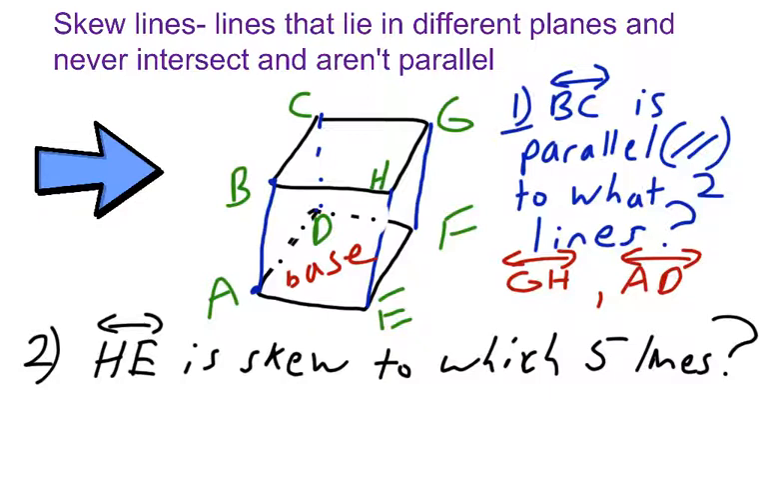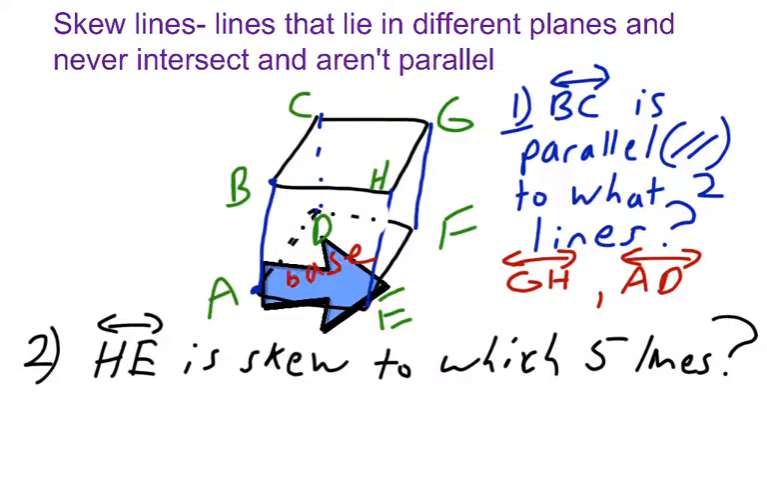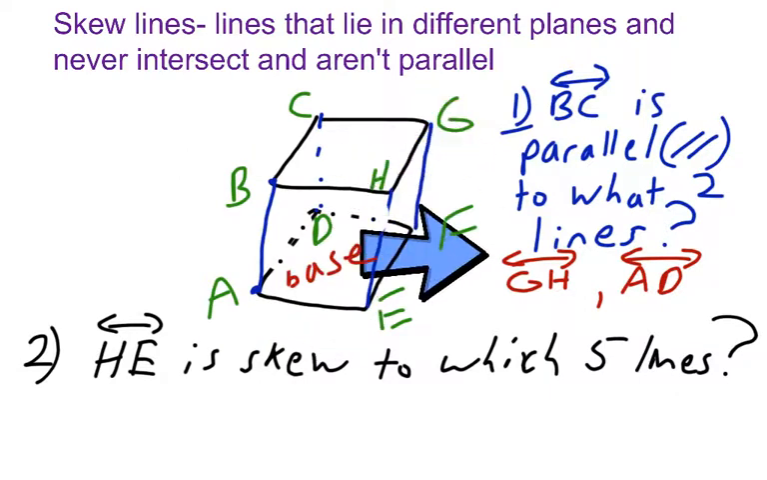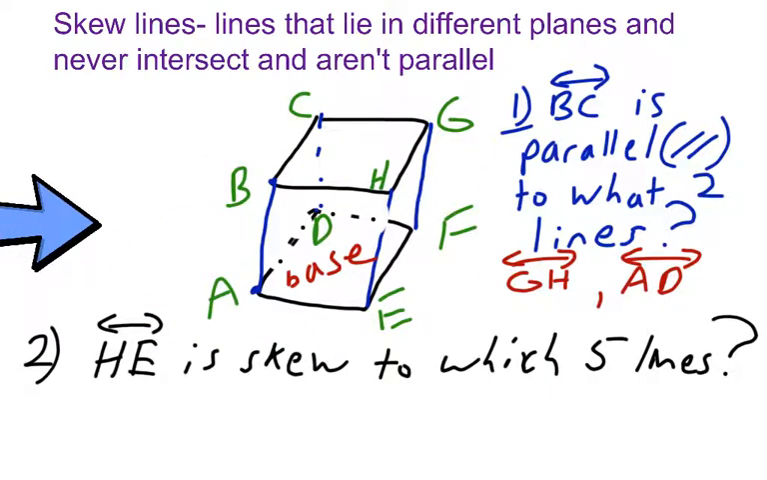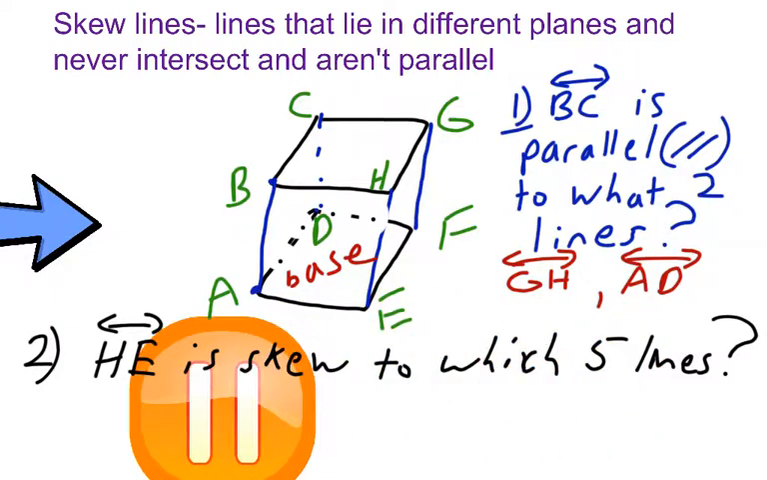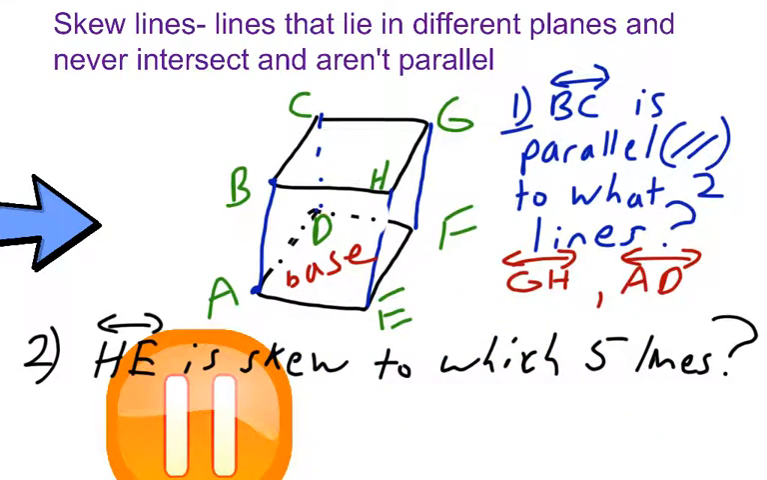All right. Well, here's HE. We're looking for lines that are in different planes and that are never going to intersect and they're not parallel. So GF is parallel to HE, so that can't work. BA is parallel to HE, so that can't work. So those are off limits. Why don't you pause the video and see if you can find those 5 and check them with me. Whoops, don't be lazy. Let's pause it and try it on your own.